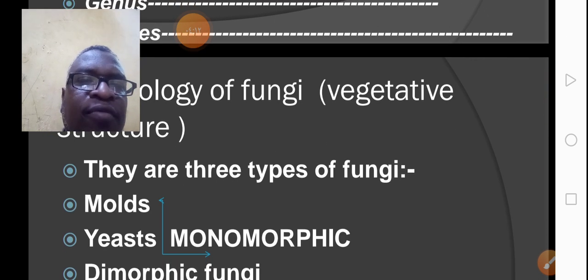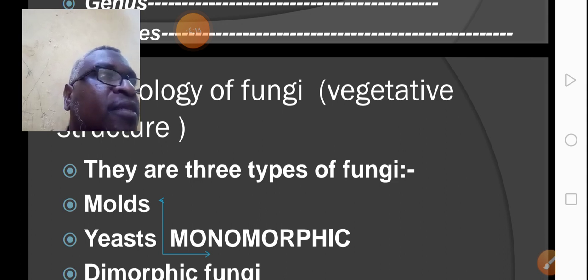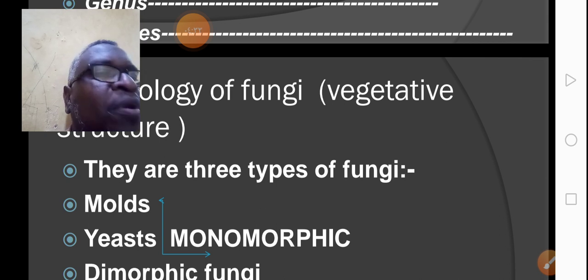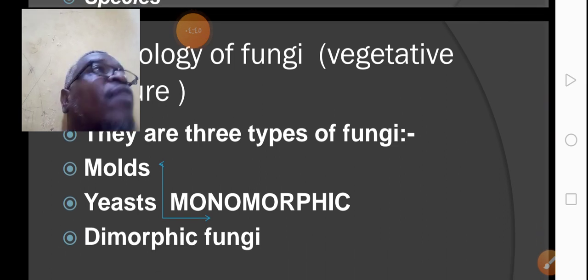There are three types of fungi. We have what we call monomorphic. This is the big classification. That means the fungus takes one shape, either mold or yeast. If it has one shape, we call it monomorphic. But if the microorganism changes from yeast to mold, we call this fungus dimorphic. So we have two or three types of fungi: only mold or only yeast, which is monomorphic.